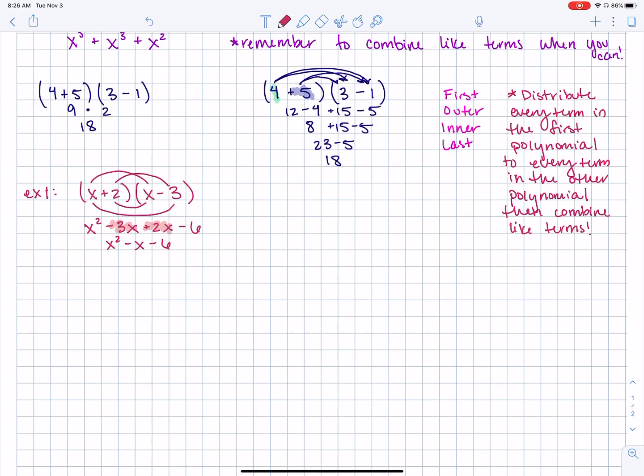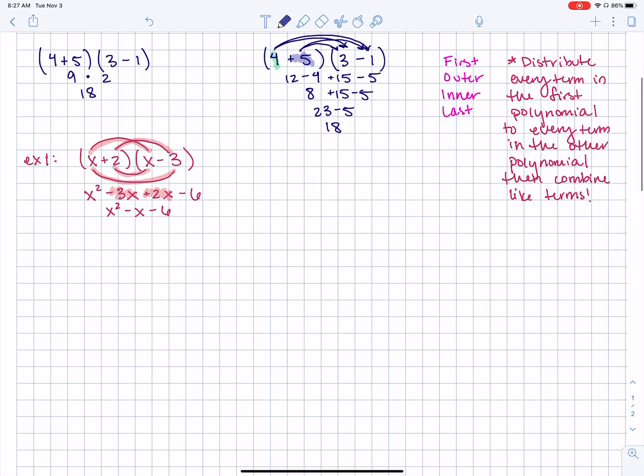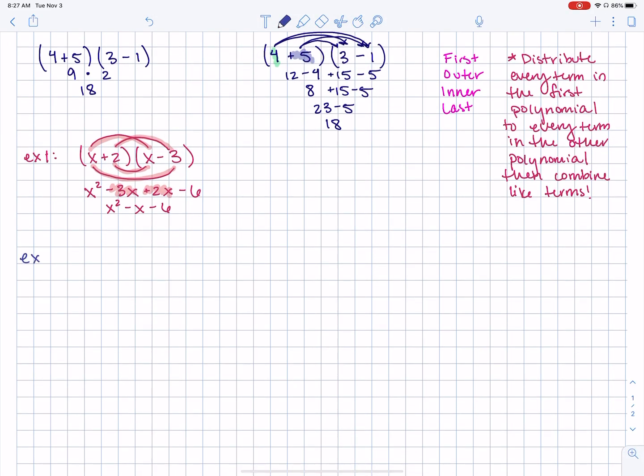So just to recap on our first example, we had our x times x, and then our x times negative 3, 2 times x, and 2 times negative 3. So let's try one here. See if you possibly could do it on your own, and then press play to see if you got it correct. So our two binomials are going to be x minus 4 and 2x plus 3.